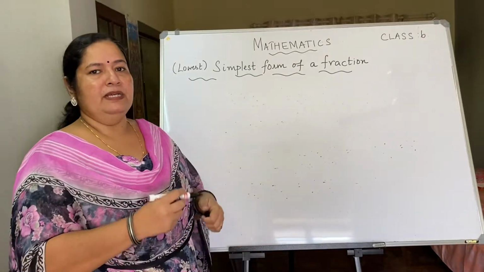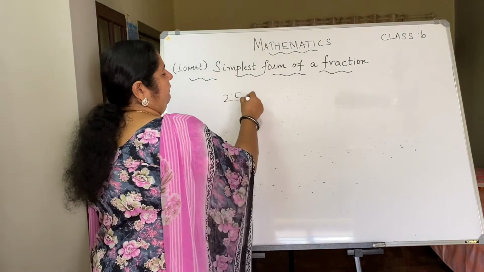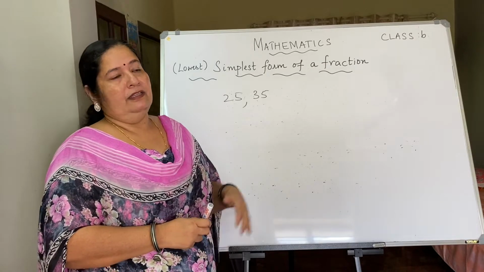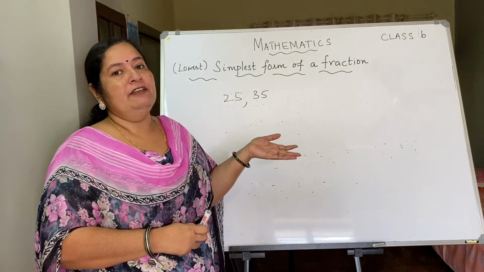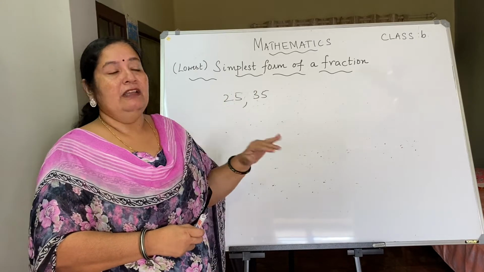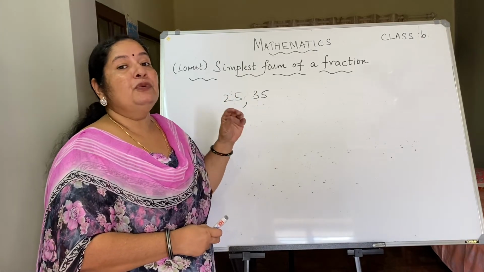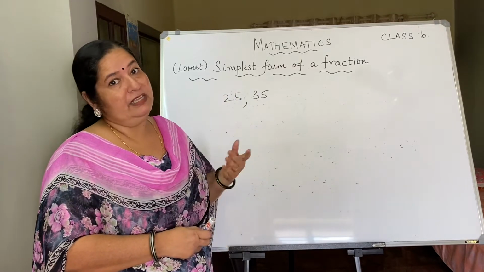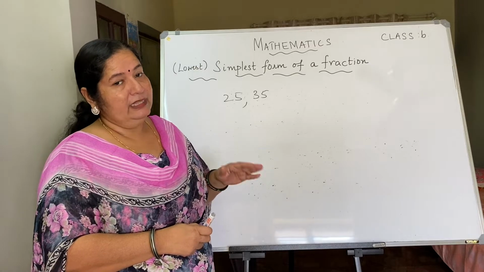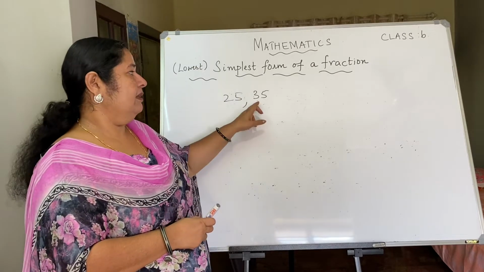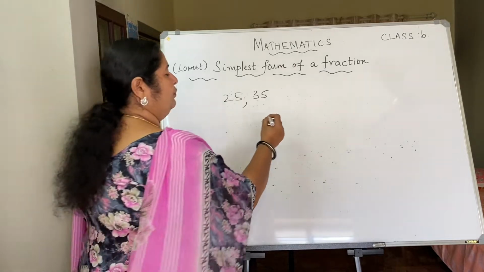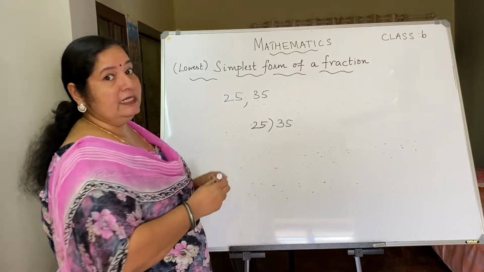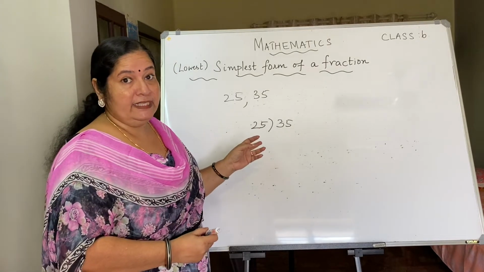Suppose you are given two numbers, 25 and 35. You are asked to find the HCF of 25 and 35. I told you we are going for a new method for finding HCF, that is by division. Now here what we do is you divide the bigger number with the smaller number. Start the division by dividing the bigger number with the smaller number. Which is the bigger number here? 35. So you divide 35 with 25, which means the smaller number is the divisor.